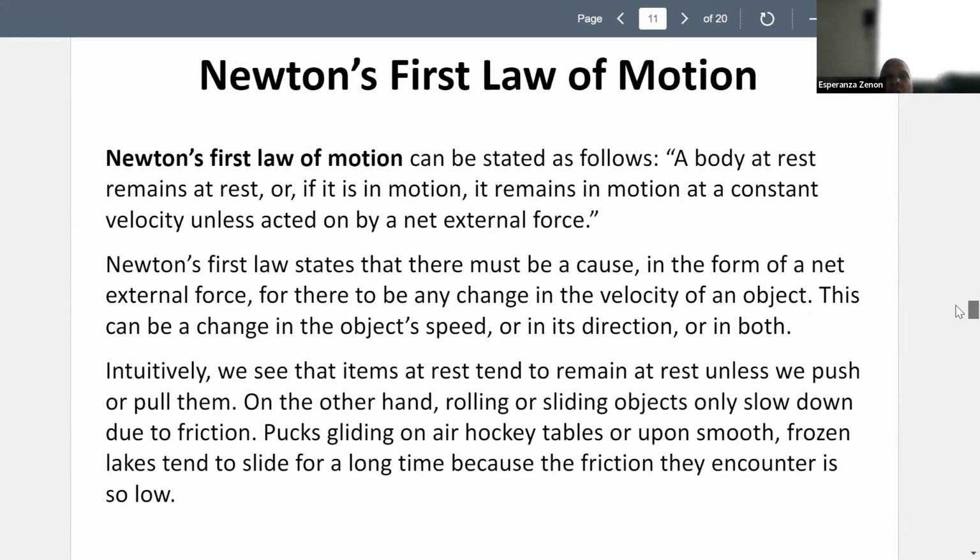So Newton's first law of motion. Newton's first law of motion says that a body at rest will remain at rest, or if it's in motion, it remains in motion at a constant velocity unless acted upon by a net external force. And I know I read that kind of fast, but I did that on purpose because it is a mouthful. But what I'm going to attempt to do for you is to break it down in a way that helps you to make sense of all of the parts.